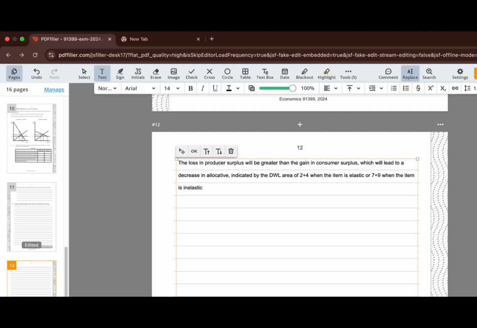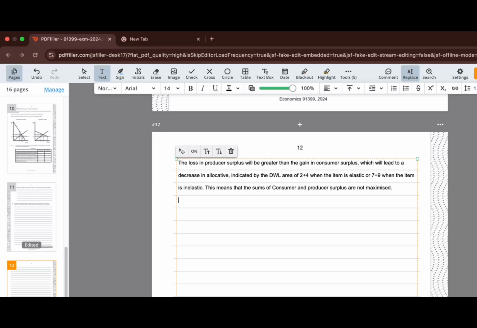Okay, so this means that the sums of consumer and producer surplus are not maximized. Okay, not maximized. Yeah, we'll just leave it at that.